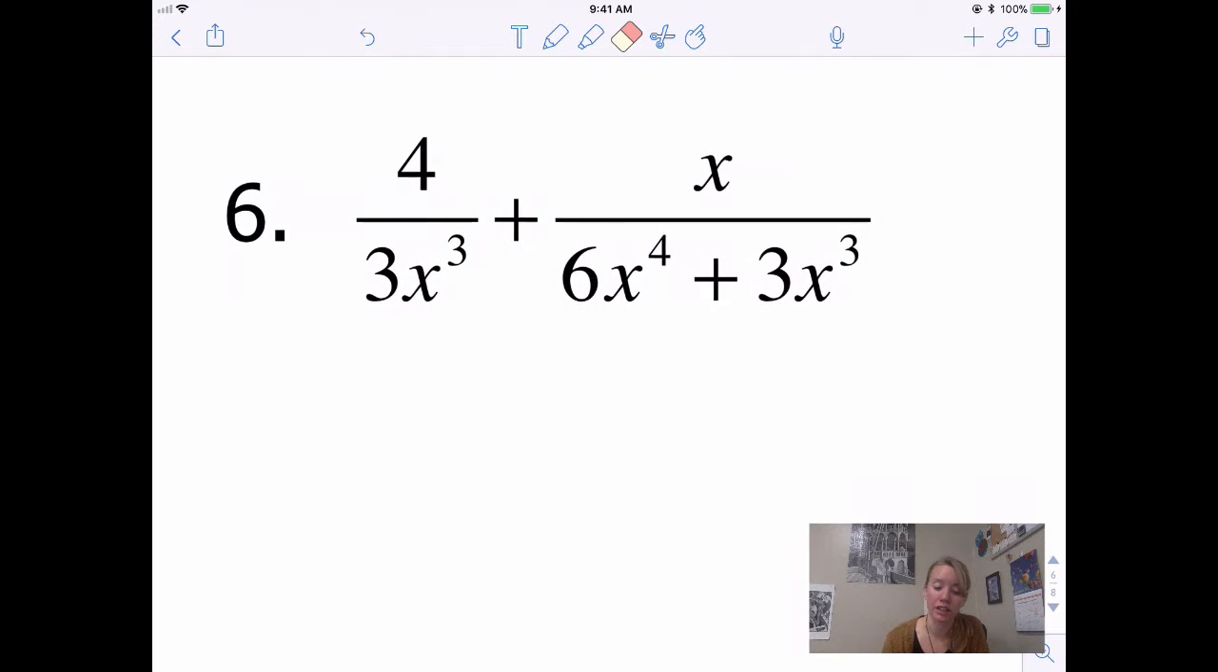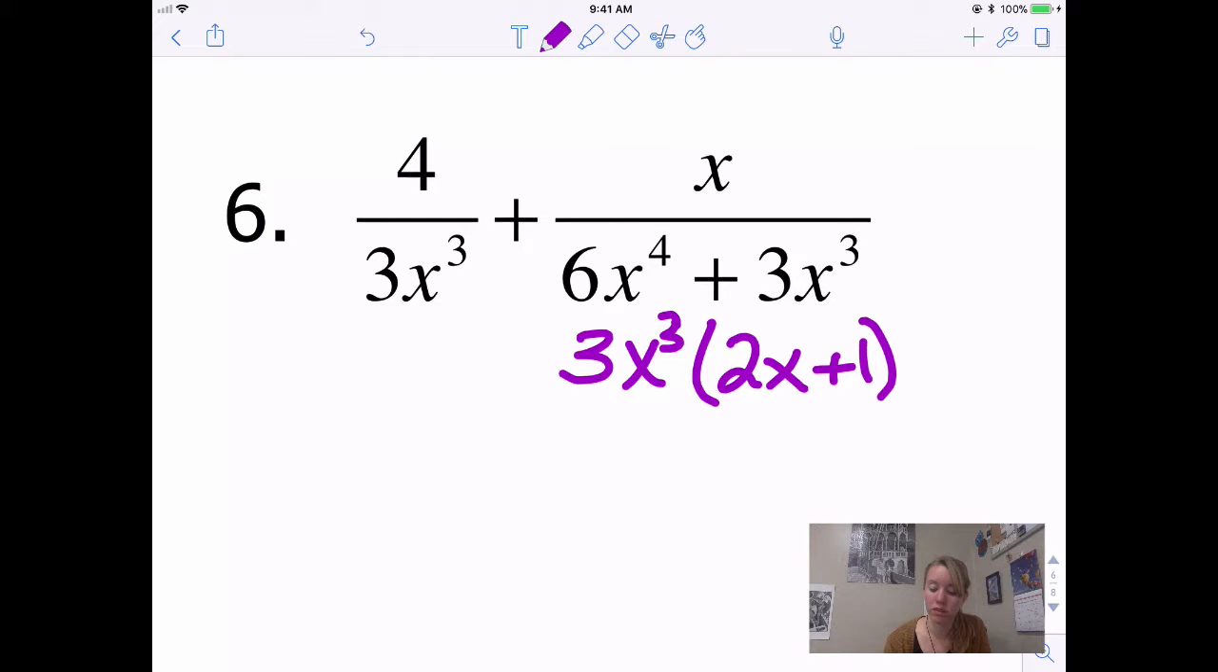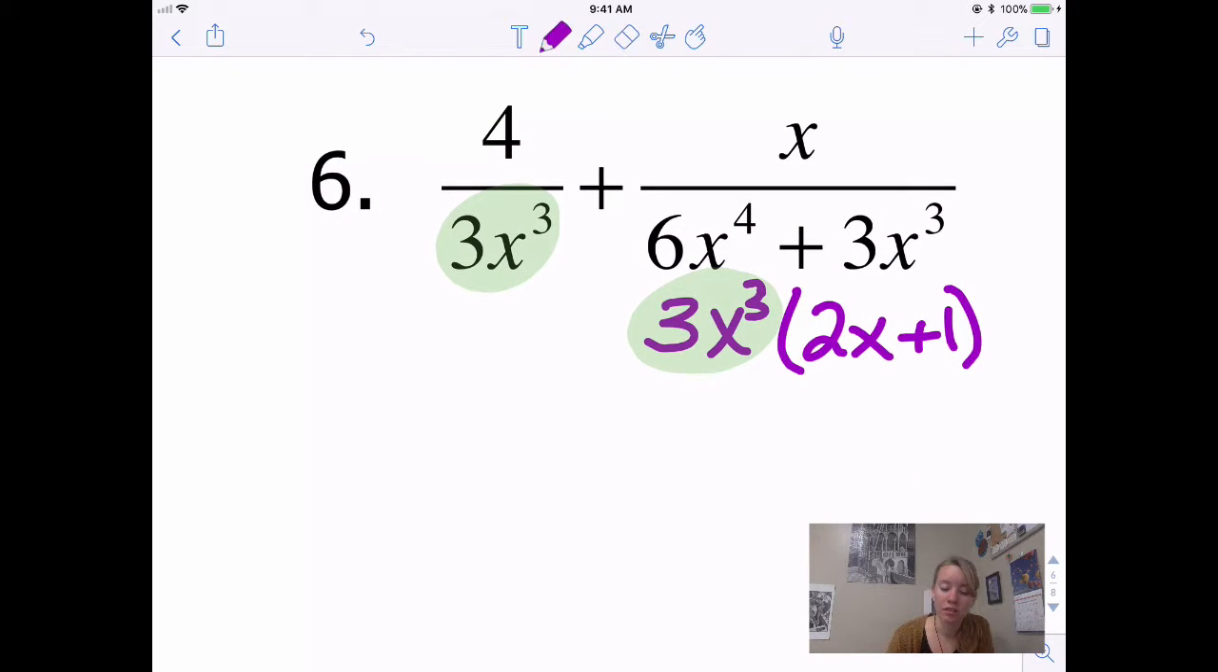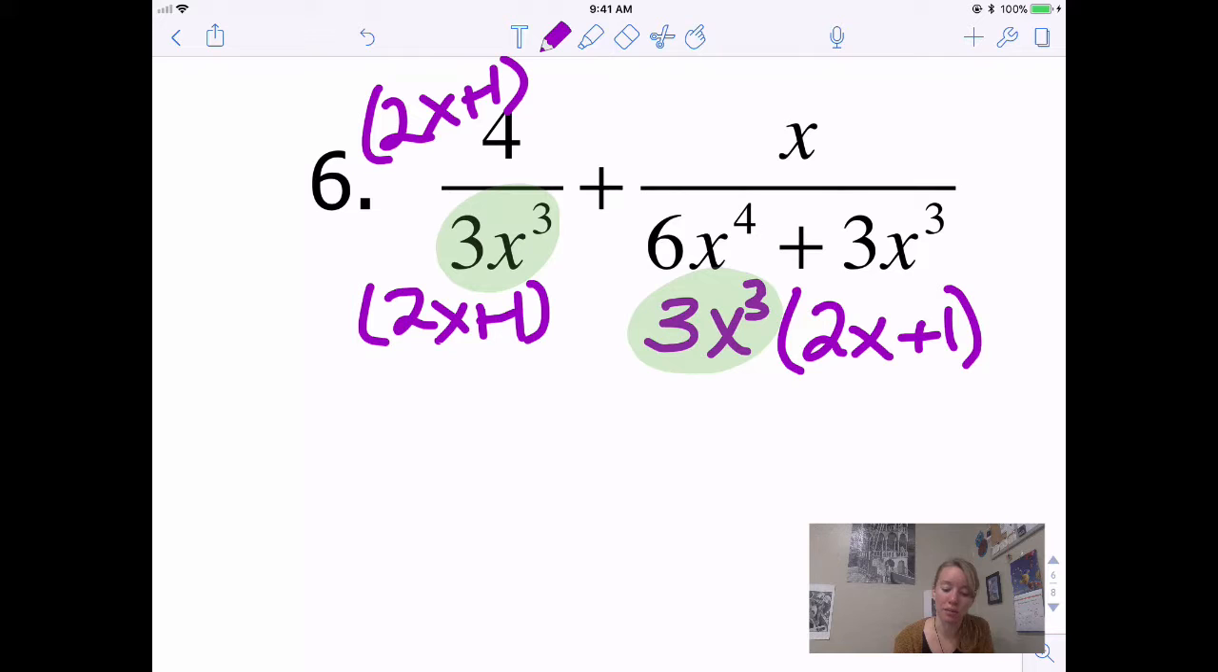So what we want to do actually is factor this and see, are there like terms in the first and second denominators. So my GCF is 3x cubed, and then what's left is 2x plus 1. Okay, now notice that this 3x cubed is in both denominators, so that's common. Really all that's missing from the first denominator is a 2x plus 1. So I'll multiply 2x plus 1 and 2x plus 1, numerator and denominator.